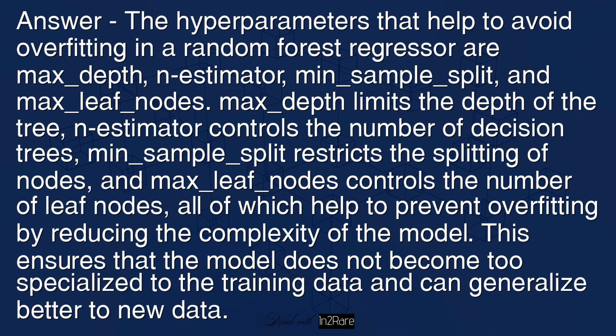Max depth limits the depth of the tree, n_estimators controls the number of decision trees, min sample split restricts the splitting of nodes, and max leaf nodes controls the number of leaf nodes, all of which help to prevent overfitting by reducing the complexity of the model. This ensures that the model does not become too specialized to the training data and can generalize better to new data.